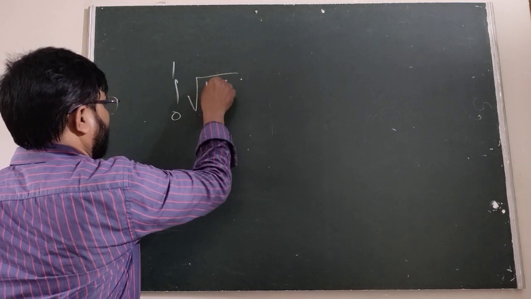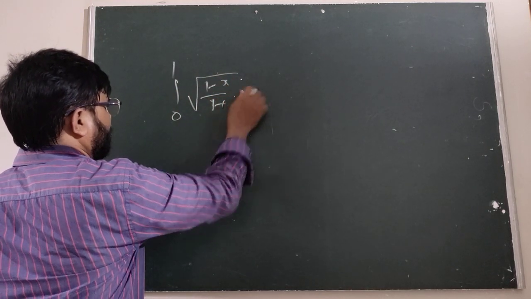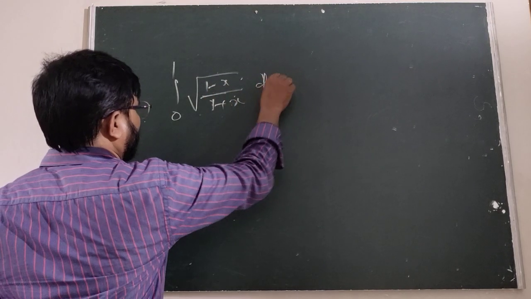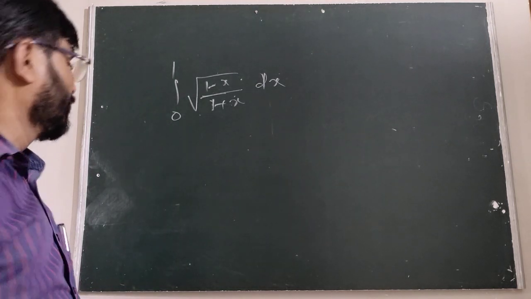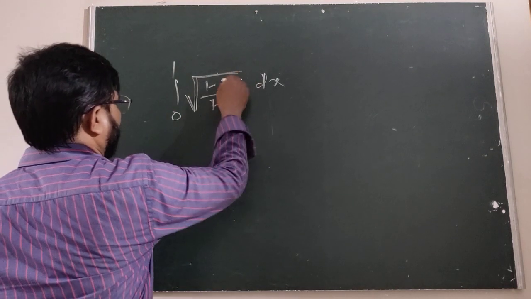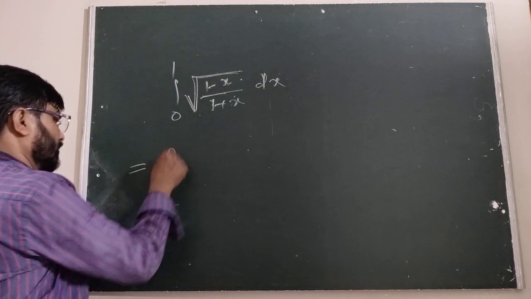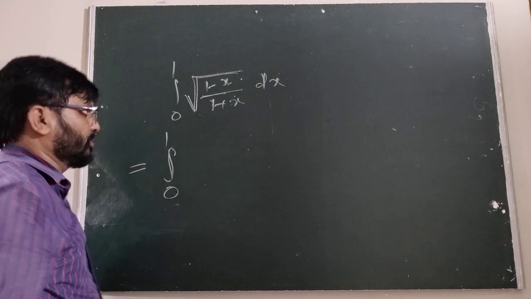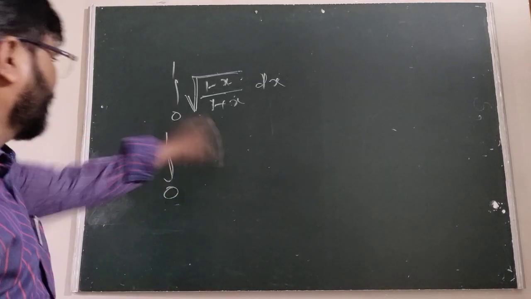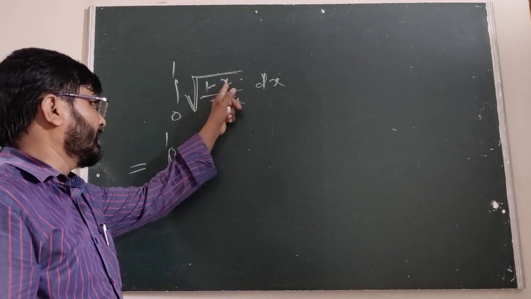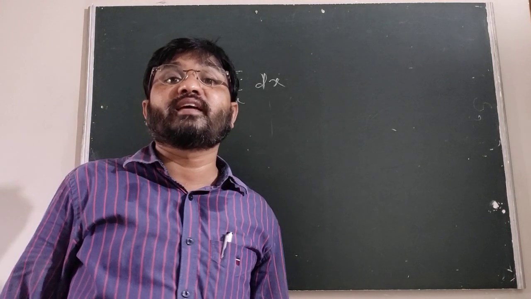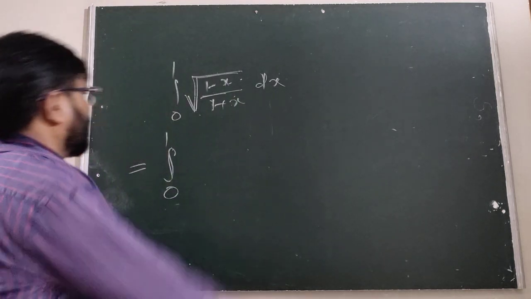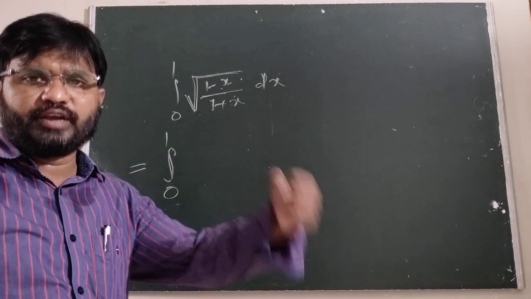Next: the integral from 0 to 1 of root of (1 minus x) by (1 plus x). This is also a previous IIT question, I think 2004. So how do we evaluate this one? We have to take the integral 0 to 1. The simple logic is there. Don't think about negative. If it is x minus 1, it is 1 minus x, then we take x equal to a cos square theta plus b sin square theta. Where those are 1 minus x and 1 plus x, we are confident.